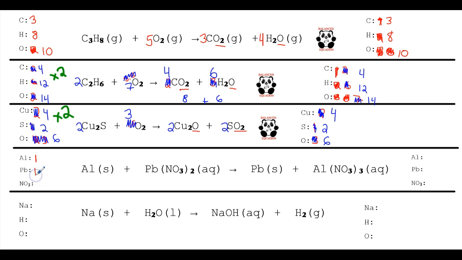All right, aluminum plus lead nitrate is going to break down to be lead and aluminum nitrate. 1, 1, 2 on the left, 1, 1, 3 on the right. So everything seems to be good except for those nitrates. And I'm going to need to do something that's the lowest common multiple for these. So I'm going to put a 2 in front right there. See how that changes things over there. And I'm going to need to put a 3 in front here to make sure that I have the same amount of nitrates. So 1, 1, 6 on the left.